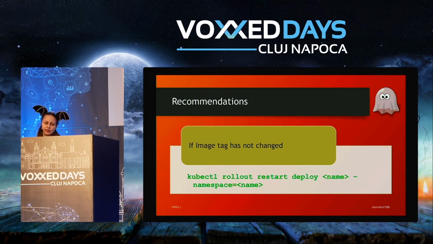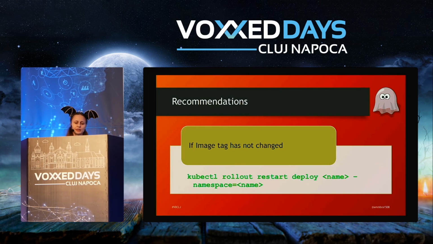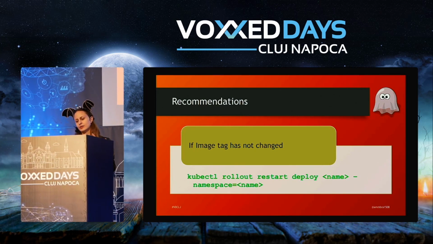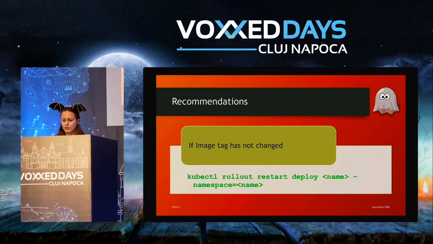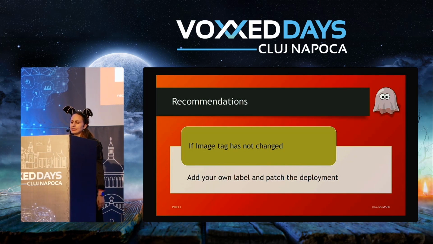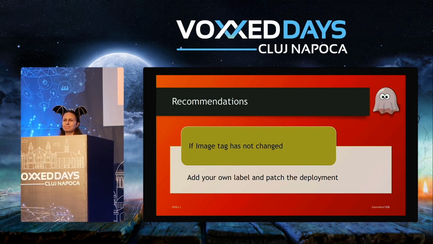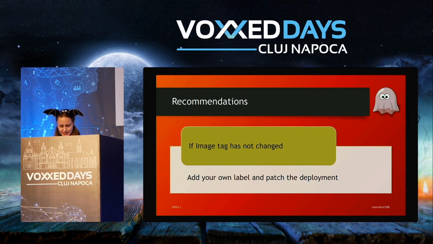Another way of doing that, mostly for images that have not changed, is to use rollout restart deployment. Typically, you just want to trigger the deployment again in order to see that the image has changed for you. And thirdly, if the image tag has not changed, there's another option to add your own label and patch the deployment. This is more like a hack. It's not necessarily recommended, but it works.